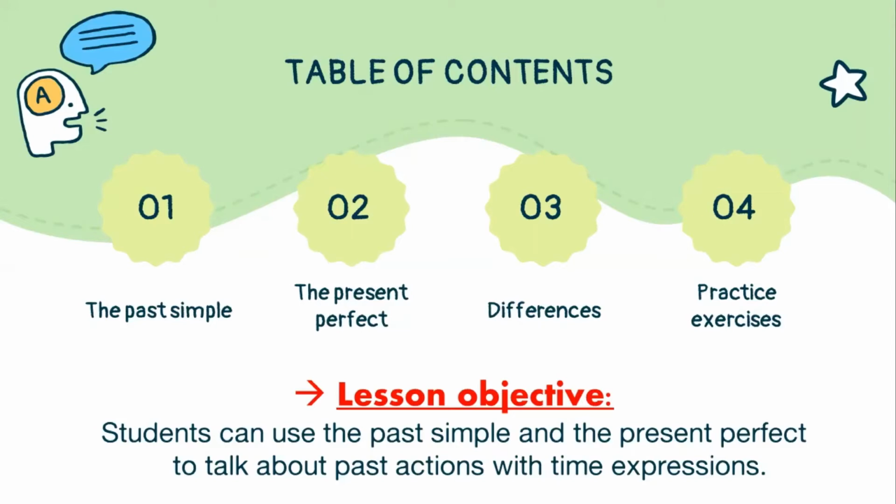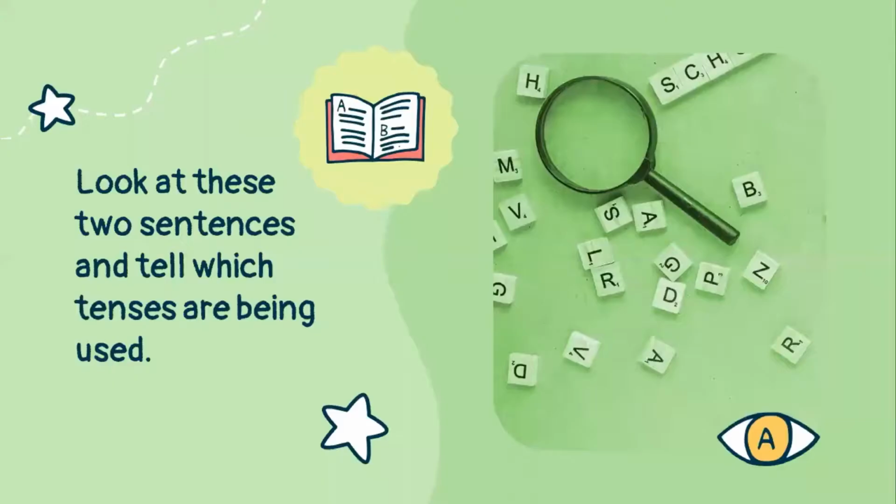So after this lesson, I hope you can use the past simple and the present perfect to talk about past actions with time expressions. So let's jump to the first activity.